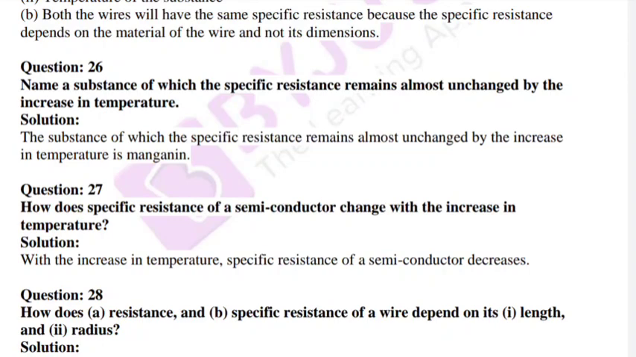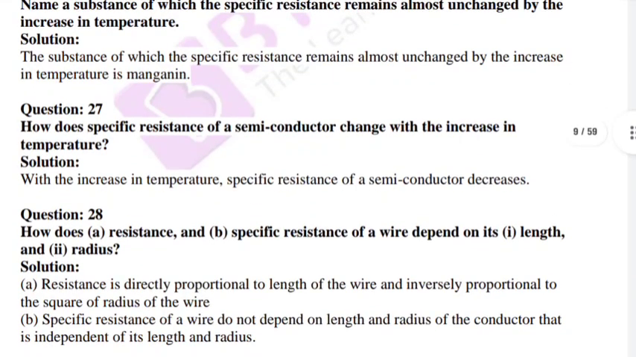Now question number 27: how does the specific resistance of a semiconductor change with the increase in temperature? Meaning, how does the specific resistance change in a semiconductor when the temperature is increased? With the increase in temperature, the specific resistance of a semiconductor decreases. The symbol of specific resistance is ρ.